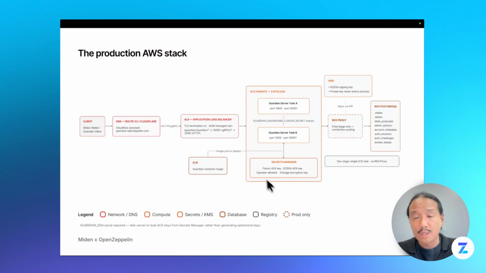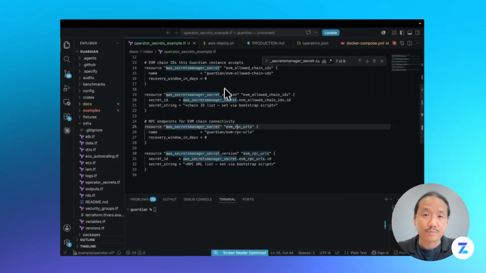When it comes to your secrets, like database credentials, acknowledgement keys, and the operator allowlists, they live in the secrets manager. Here's exactly what the Terraform provisions there. We'll look at the operator secrets Terraform file. This can be found within the Guardian repo, as mentioned before. That's what we're actively working through. Each of these blocks is a secret that Terraform creates in Secrets Manager on first deploy. Your database credentials, your ACK keys, and your operator allowlists. Everything's declared here, versioned in code, and you can check it out further.